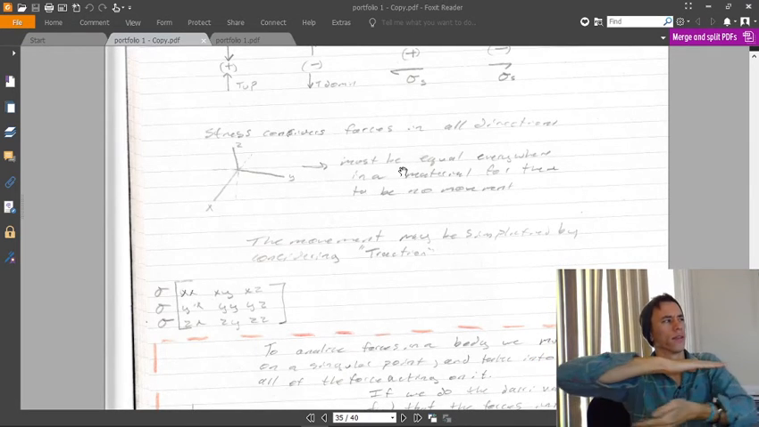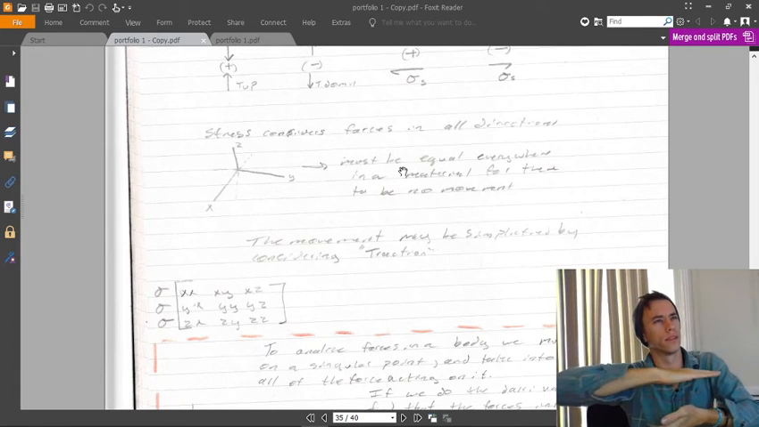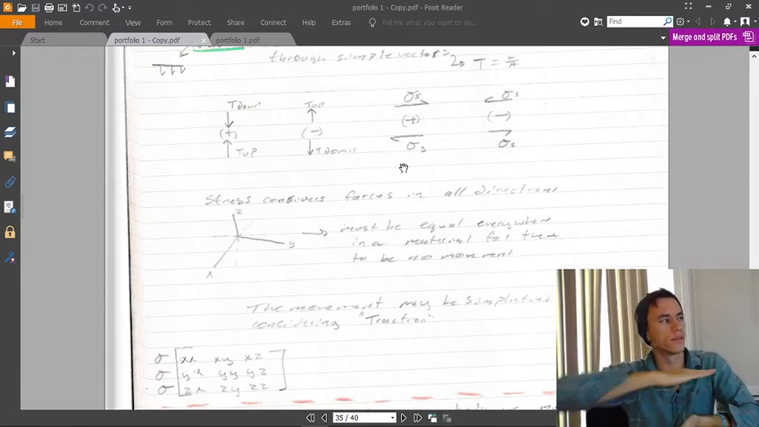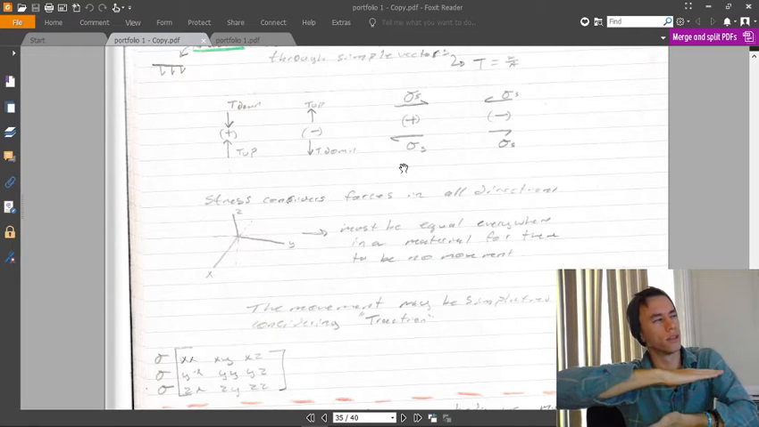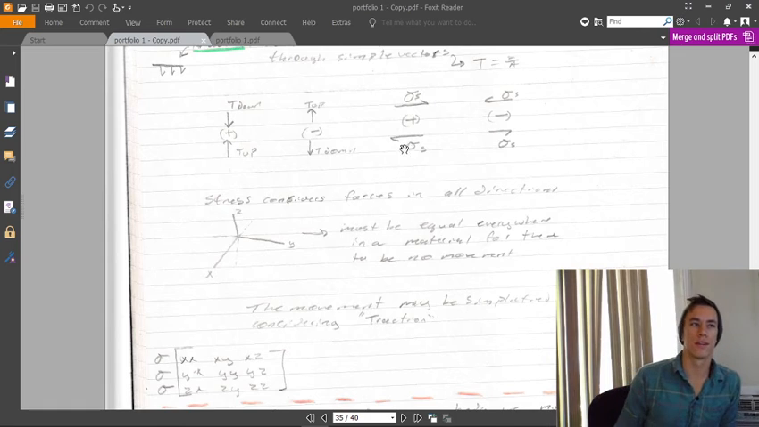I don't know if that's the same in the camera. Can't tell. What did I say? Let me see real quick. So this is positive. Is that clockwise or counterclockwise? I'll watch the video and figure it out.